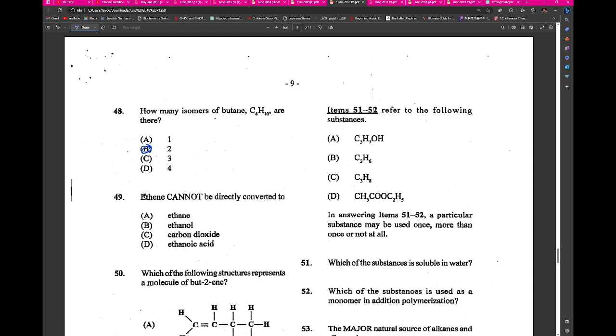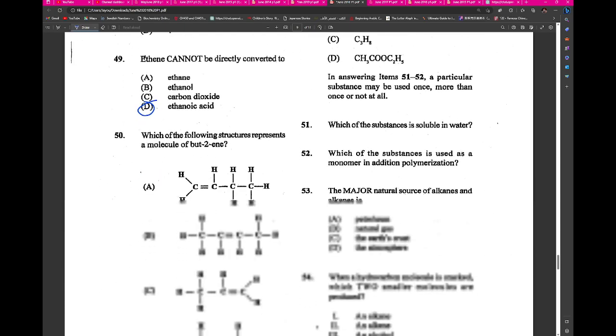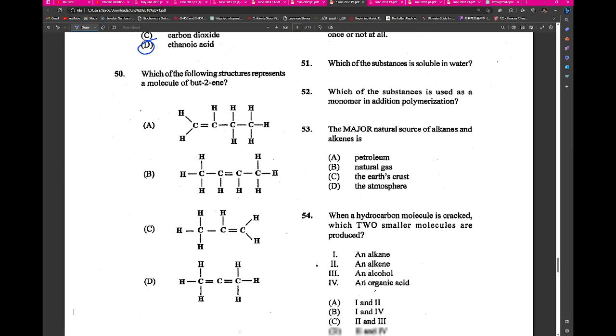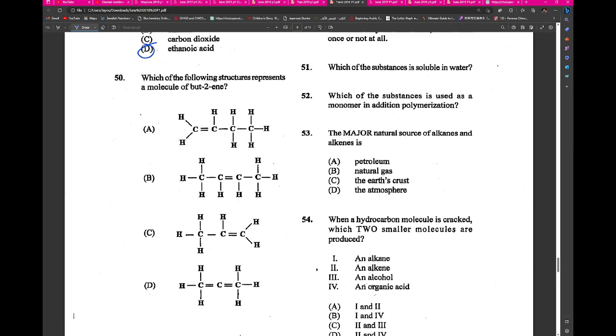Ethene cannot be directly converted to what? I believe it would be ethanoic acid. Which of the following structures represents a molecule of butene? Butene would be here.